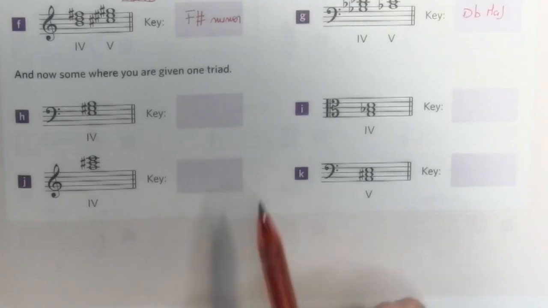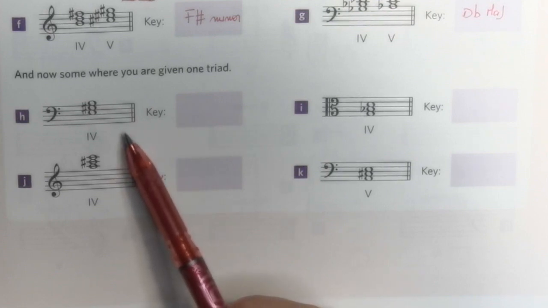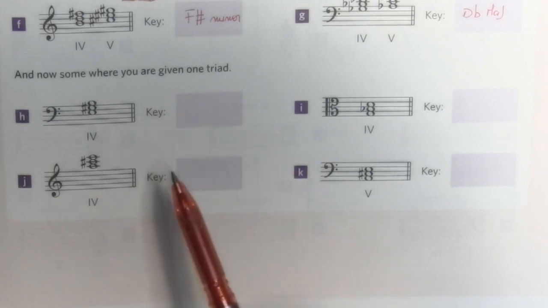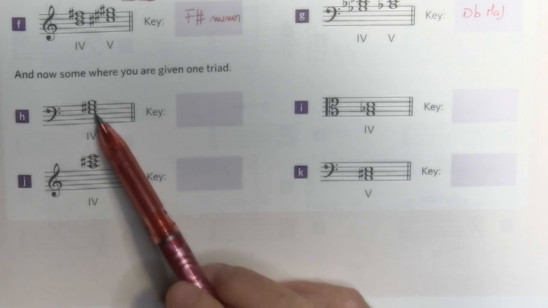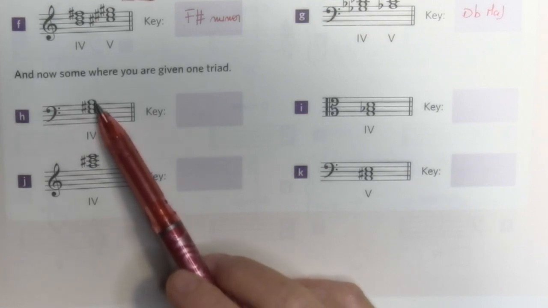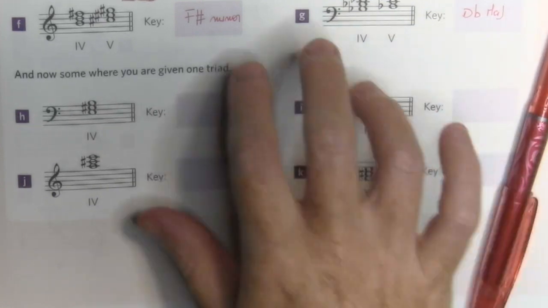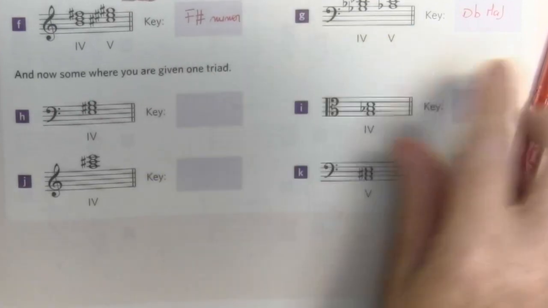Let's continue. Now we are asked to guess the key with only 1 chord. Don't panic, it's easier than we think. The 4th degree, this is E, an E major chord basically. Now we go down for Mi, Re, Do, Si, B.